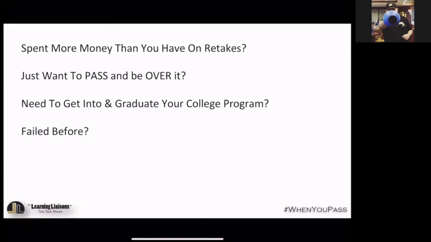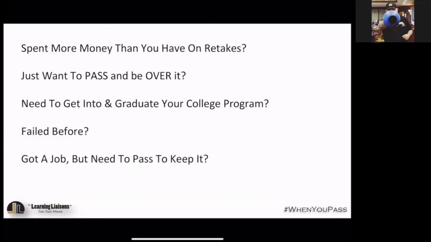You probably failed before. Has anyone here never taken the GK test before? Usually got a couple of people on there. So hopefully I scared you straight there with that 38% stat before. It's all about prepping smart.